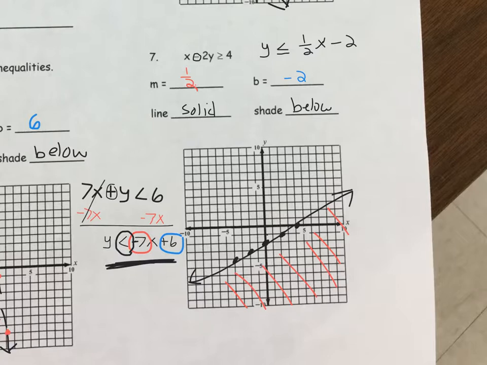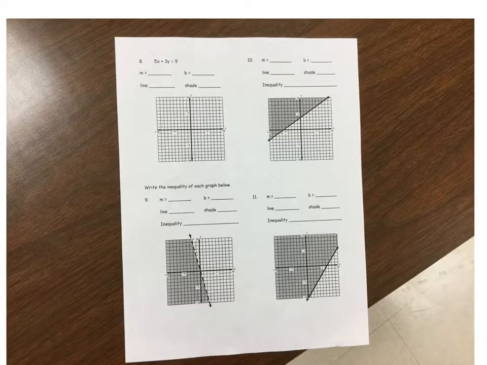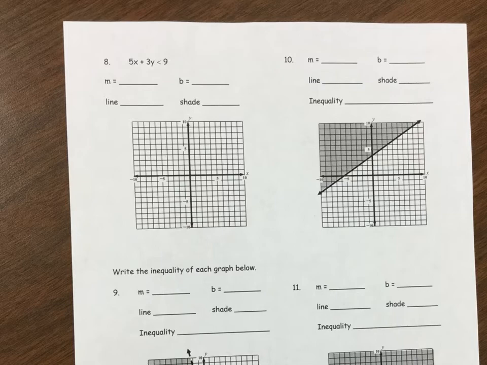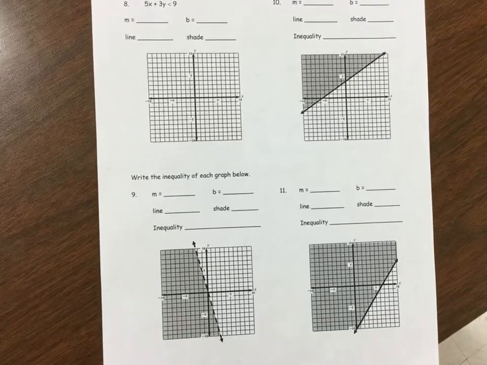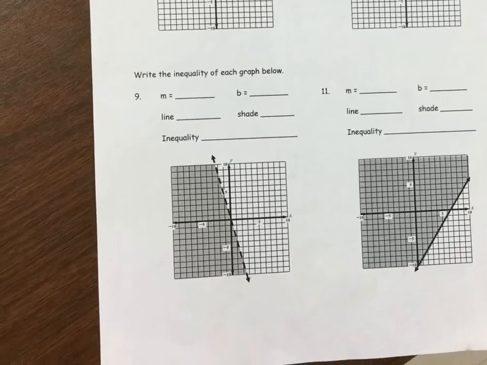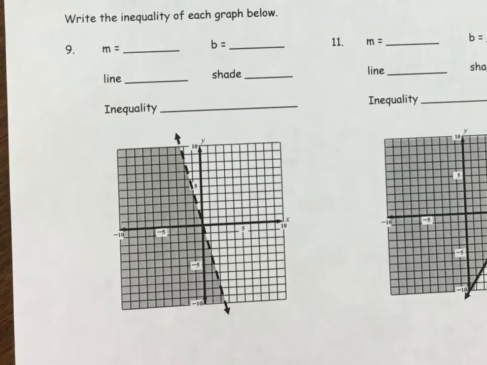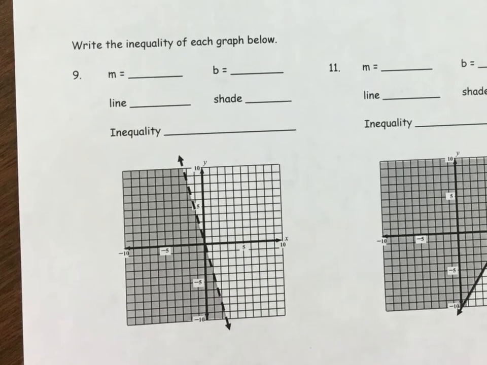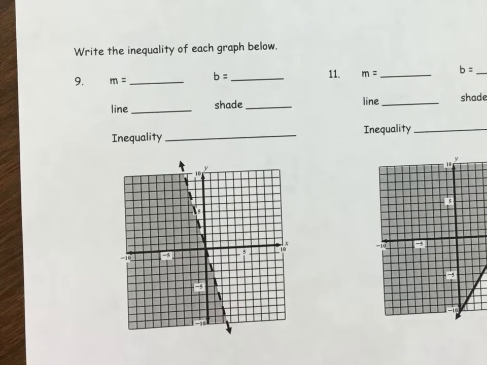All right, let's go to the back side on writing equations. We're going to skip number 8 because it's more practice for you to do. But I want to go down to number 9. We have a graph, and we need to write an equation or an inequality from it. If you remember writing equations, it's important to find 2 points, but the most important one is that y-intercept.